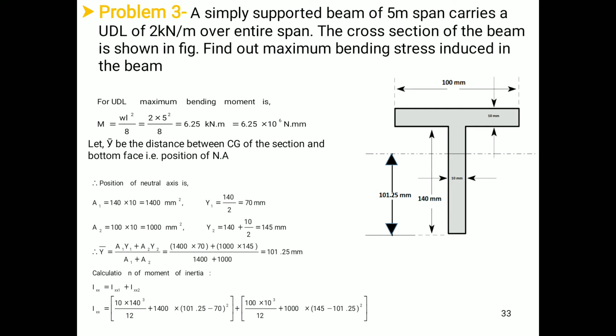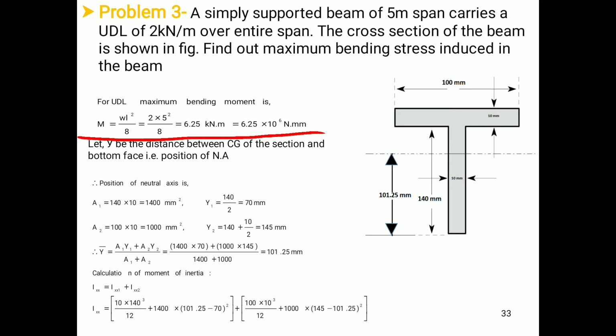As it is a UDL for the simply supported beam, again we have the maximum bending moment given by WL square by 8. The same problem we have discussed in the last lecture also, but in that we have concentrated on I section. Now we are going to concentrate on T section. We are going to find out the value of maximum bending moment also, the value of moment of inertia for the entire section also, and the value of Y also, but it is for the T section only.